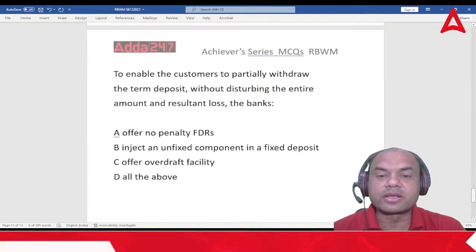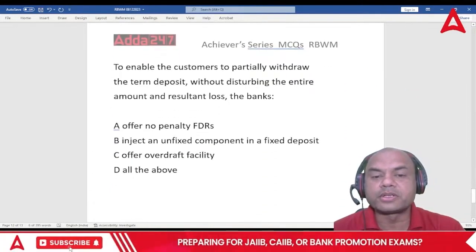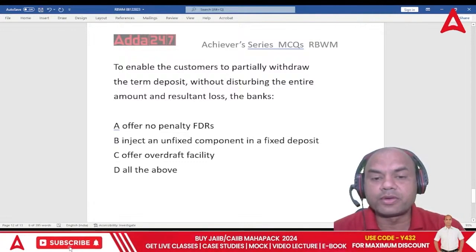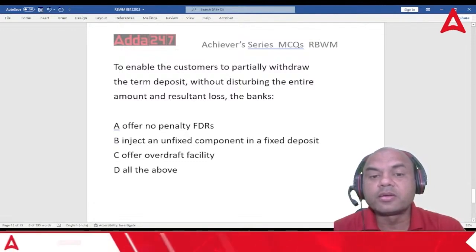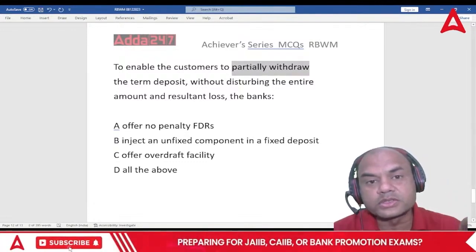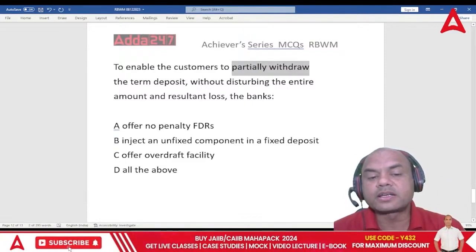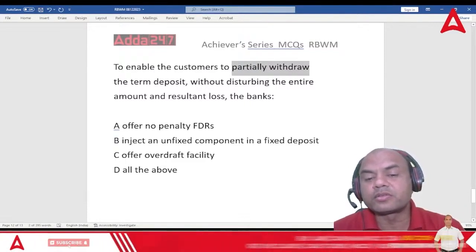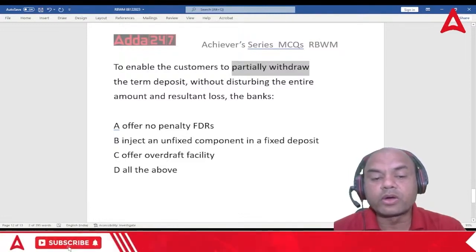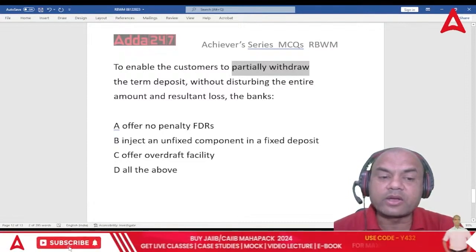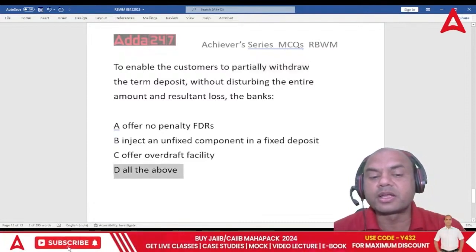Now, see this. To enable the customer to partially withdraw the term deposit without disturbing the entire amount and the resultant loss, the bank provides, offer no penalty FDRs. See here, what are we doing? Partially withdraw. We are not closing the FD over here. Offer no penalty FDR. Inject an unfixed component in the fixed deposit. Offer an overdraft facility, and all of the above. All of us tend to give the answer all of the above. But the answer is not that.